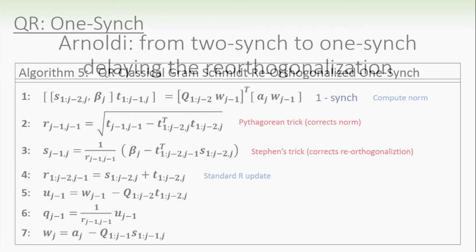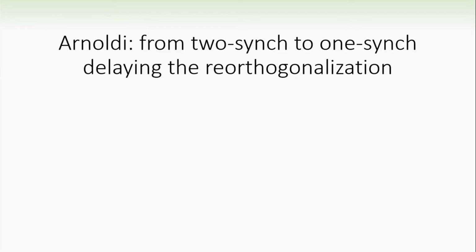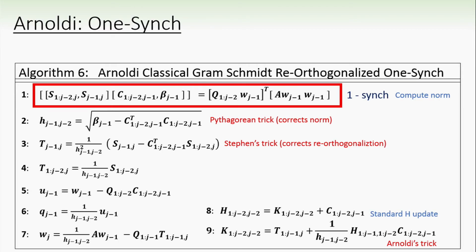So moving then from Arnoldi in the 2-sync sense to the 1-sync, this is when things get a little bit tricky. This is our algorithm. We have, again, the Pythagorean trick and Stephen's trick, and I'm trying to be clear to show the steps that are consistent through each Arnoldi process. But we also have now this 9th step, which is the Arnoldi trick that I want to explain.